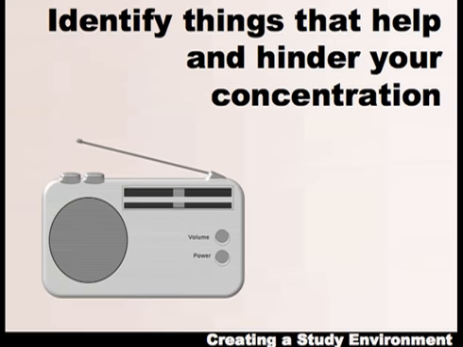Identify things that help and hinder your concentration. For example, are you someone who works best when there's background music playing, or do you find any kind of sound distracting? Eliminate any objects or appliances that distract you from study, and replace these with things that help.